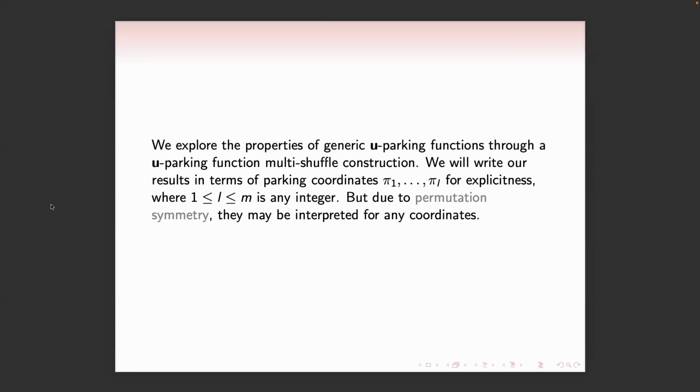So to investigate this, because the parking function is going to be symmetric, we'll just write down all the results in terms of the first parking preferences, but remember the results can be translated to very different things as well.